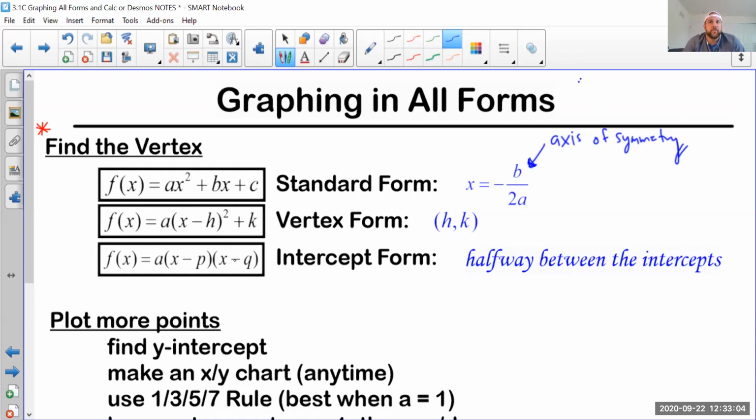And finally, intercept form, I think this is the one that people struggle with the most. Remember, intercept form gives us the x-intercepts. Okay, so it's the form that gives us the x-intercepts. And we know that the axis of symmetry is halfway between those 2 x-intercepts. Okay, so the axis of symmetry is between wherever the x-intercepts are, and then we plug that in to find the y.